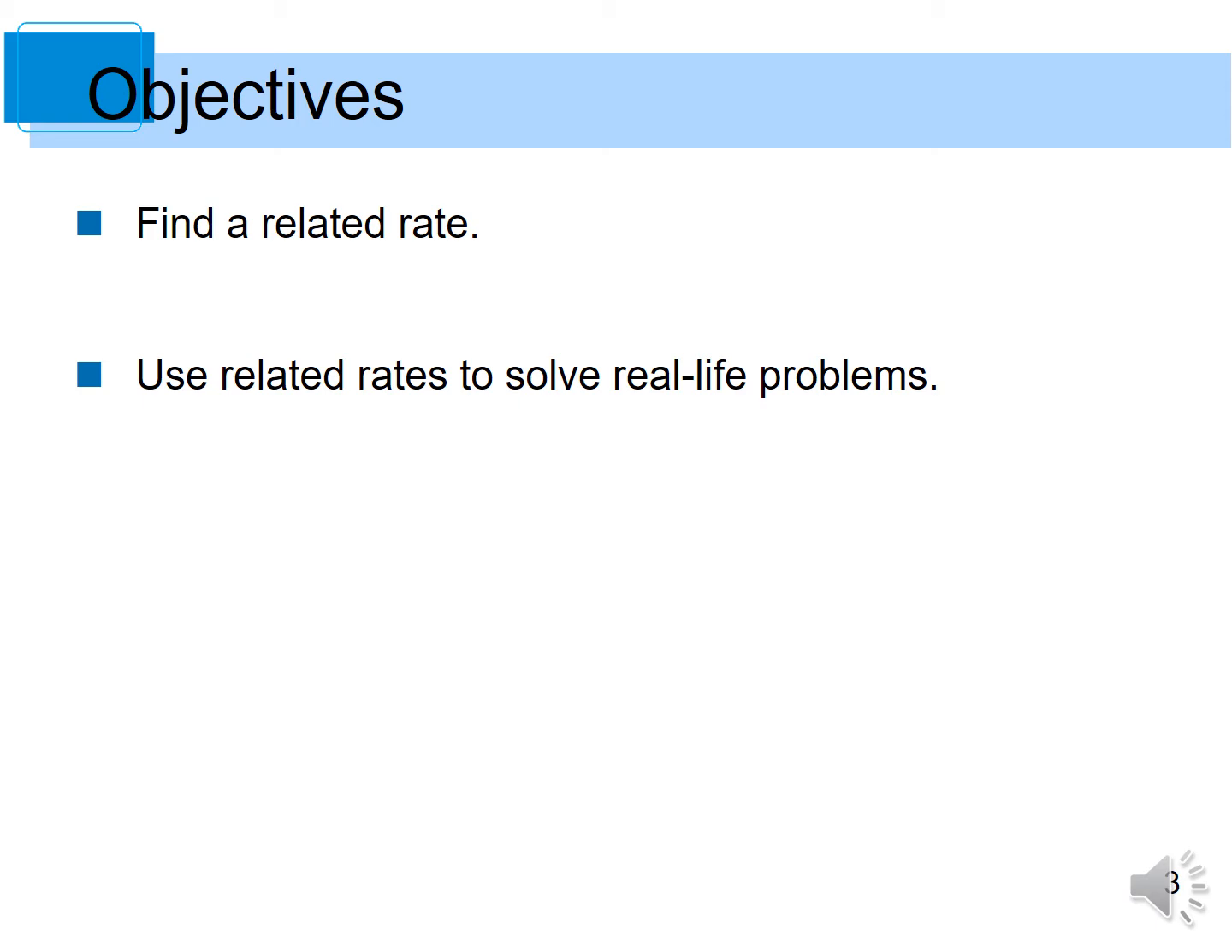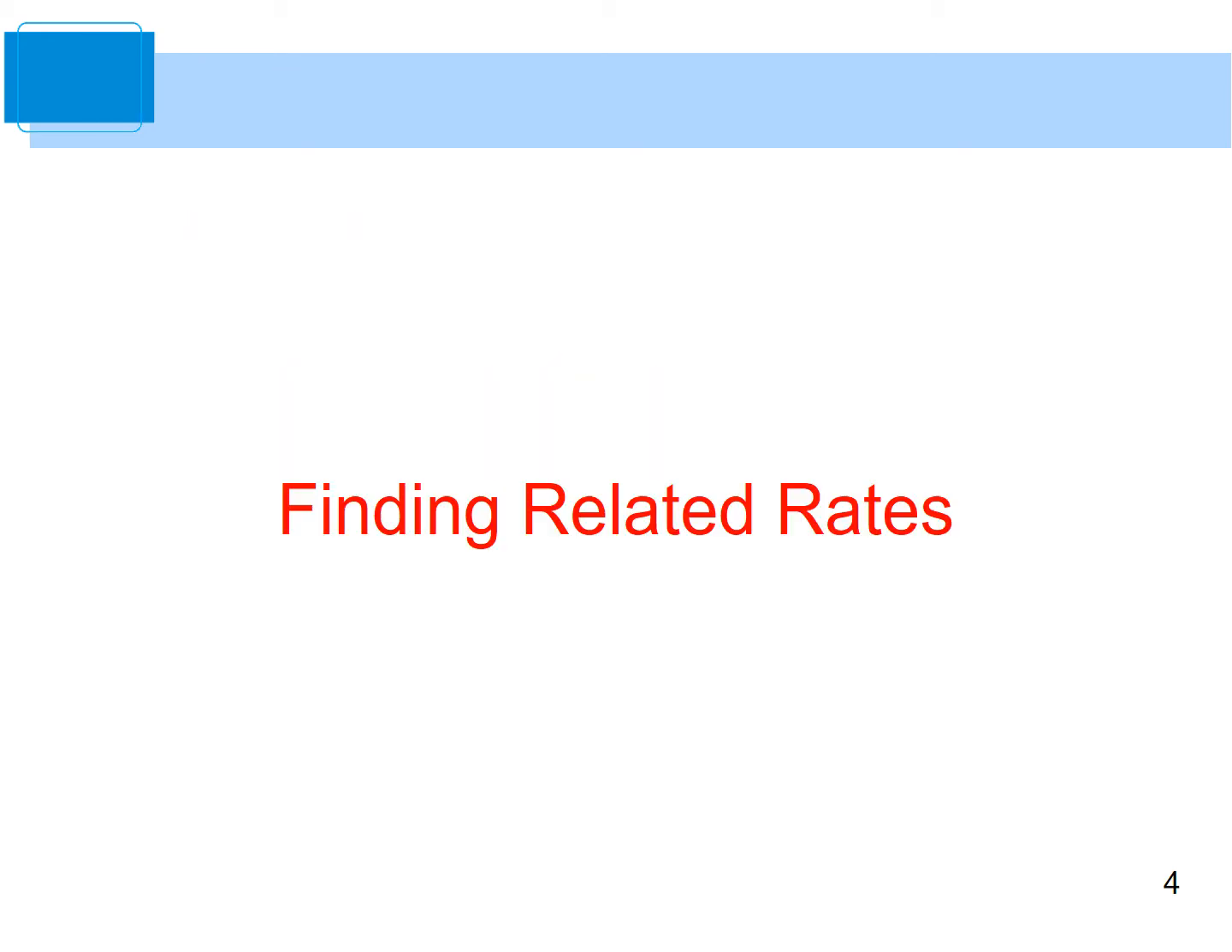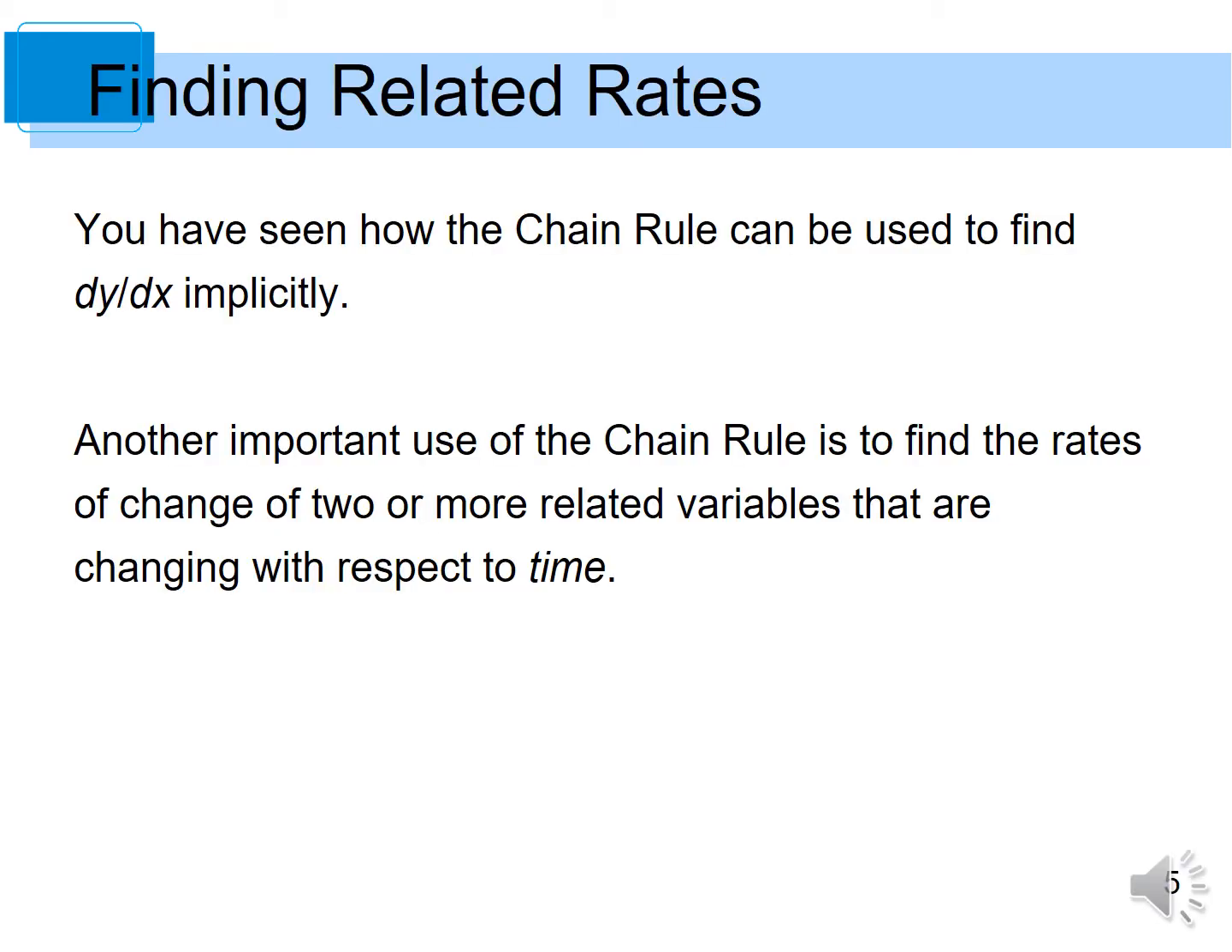Two objectives in this section: find a related rate, and use related rates to solve real-life problems. You have seen how the chain rule can be used to find dy/dx implicitly. Another important use of the chain rule is to find the rate of change of two or more related variables that are changing with respect to time.